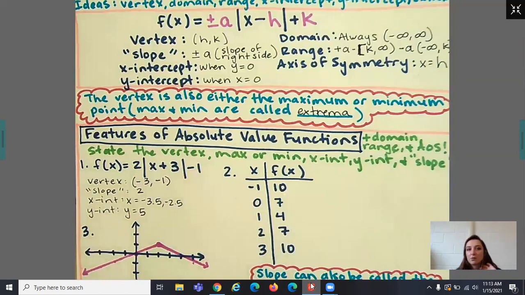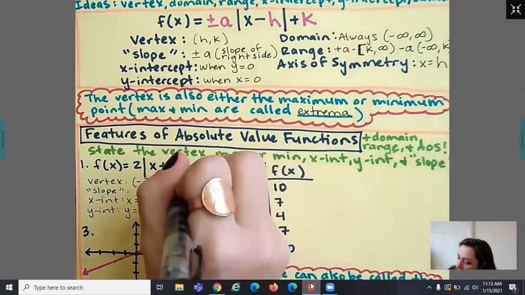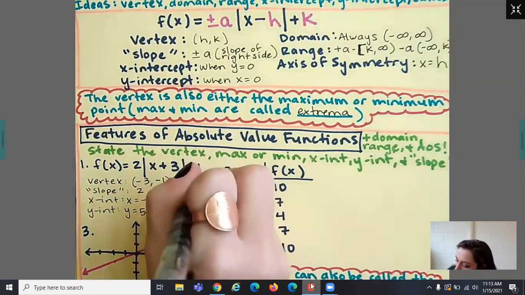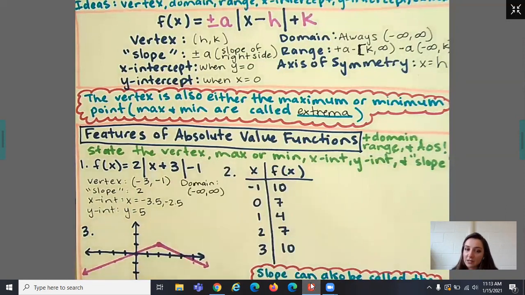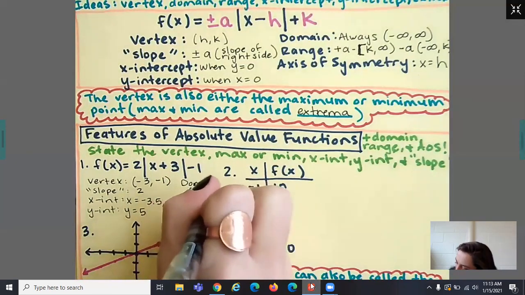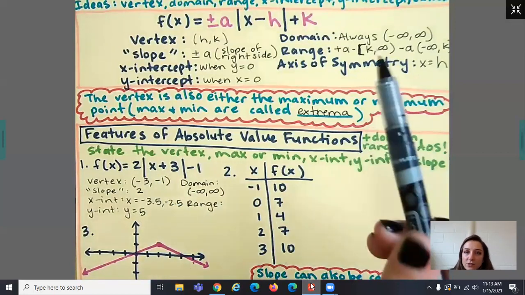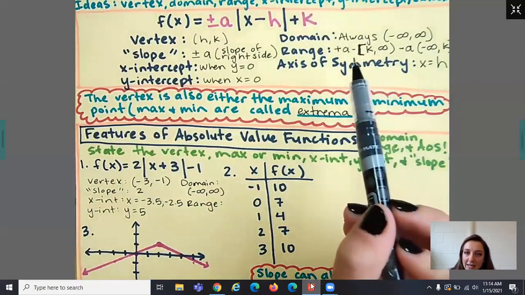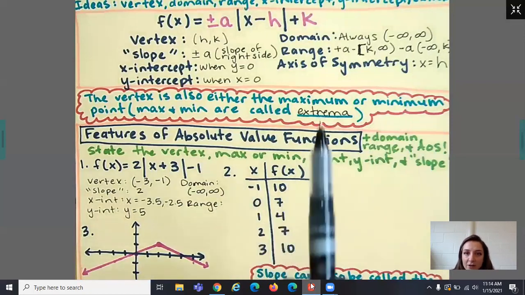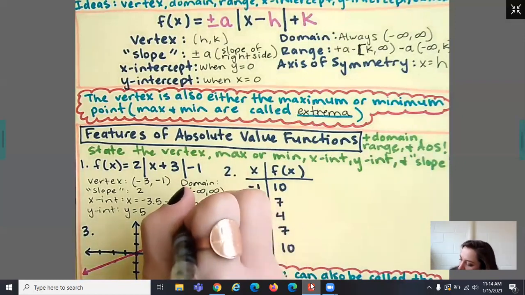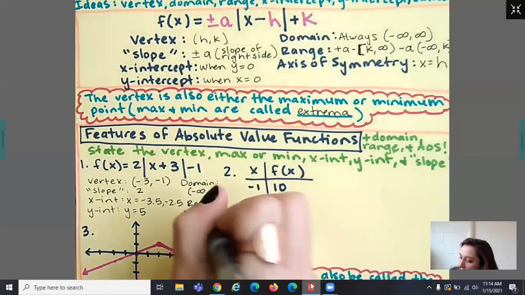Okay, let's do our domain, range, and axis of symmetry now. With the domain, hopefully everyone gets this one right every single time. It's always going to be negative infinity to positive infinity. So that's literally just it for the domain. Let's move on to our range. Since the number in front is positive, we're going to go with this very first option. It's going to be k to infinity. Our k value is the number that's added on the end, which is negative 1 in this case. So range is going to be from negative 1 to positive infinity.